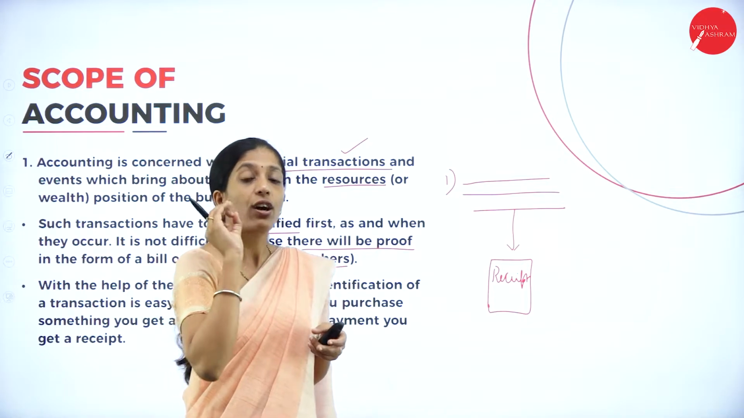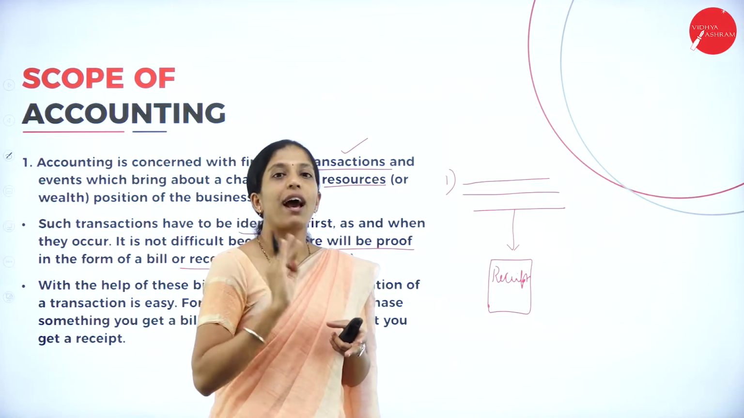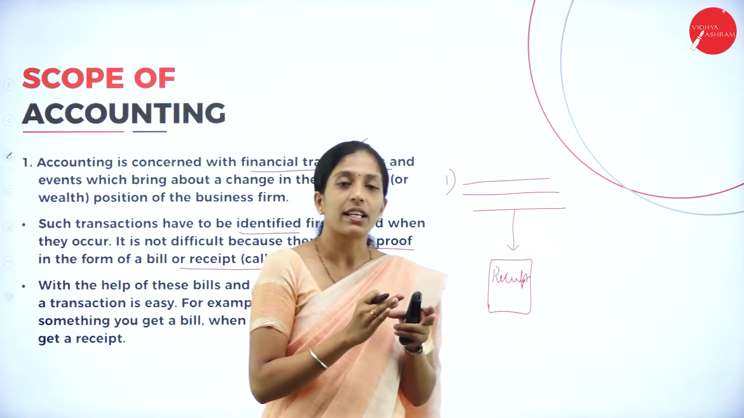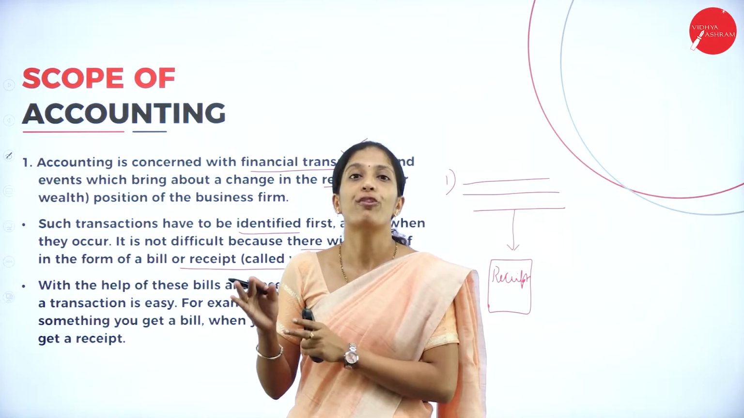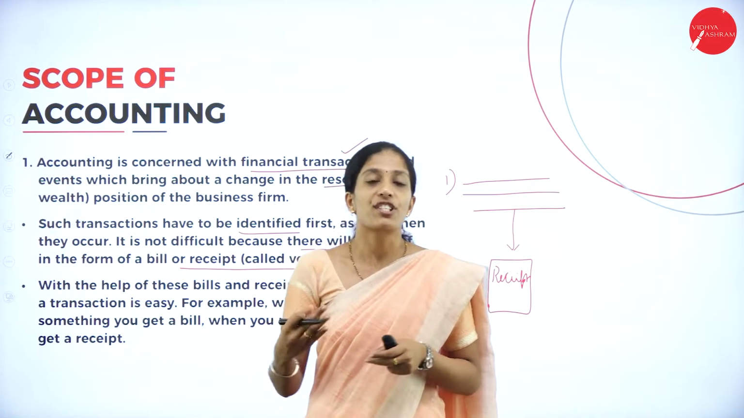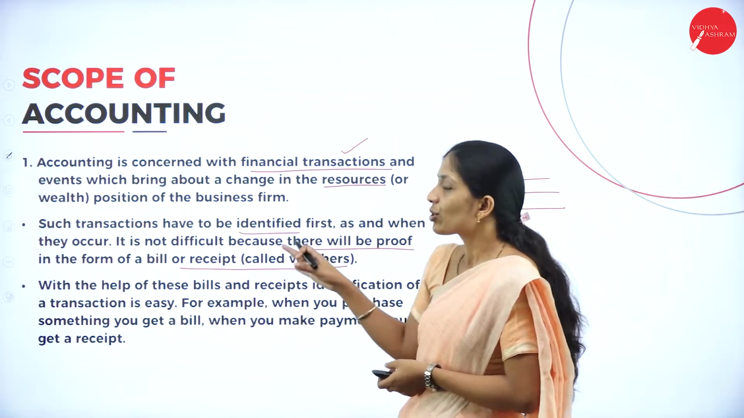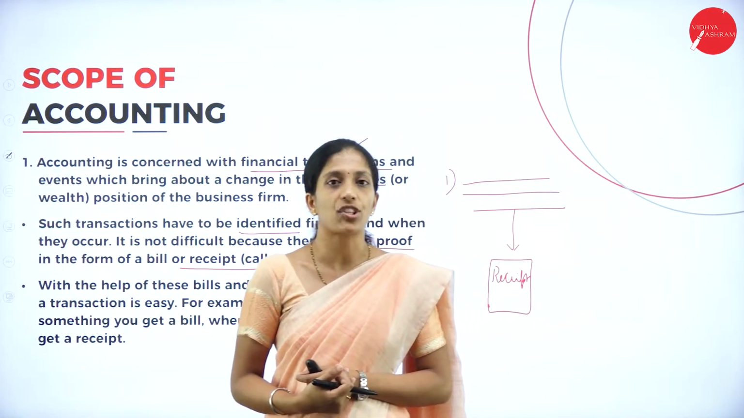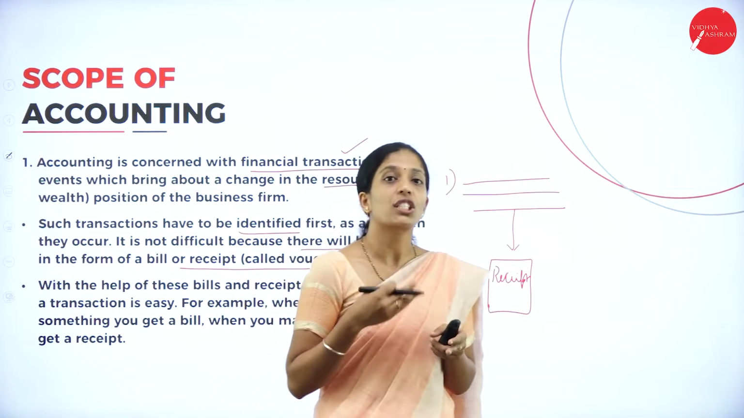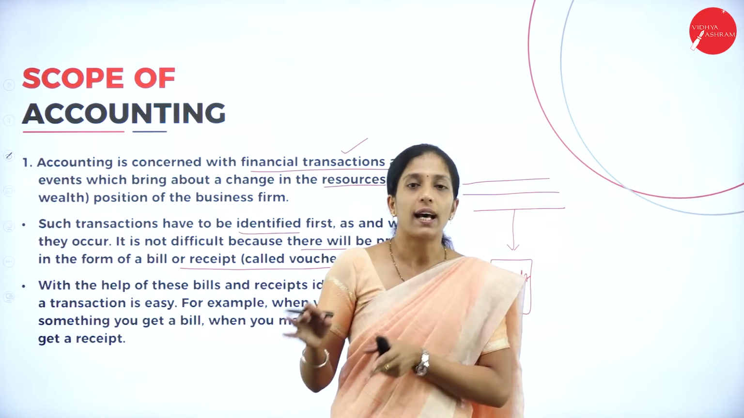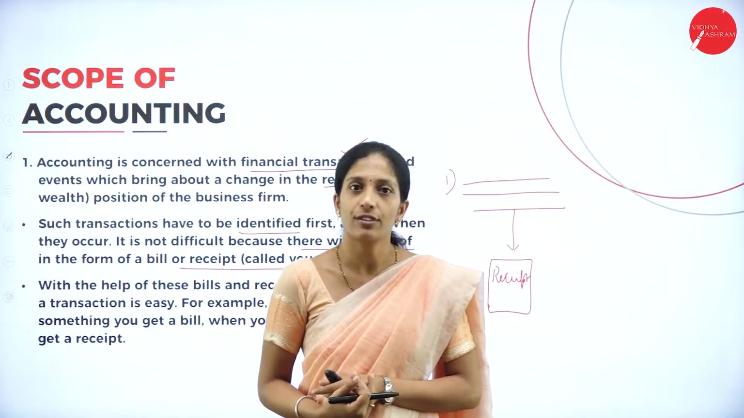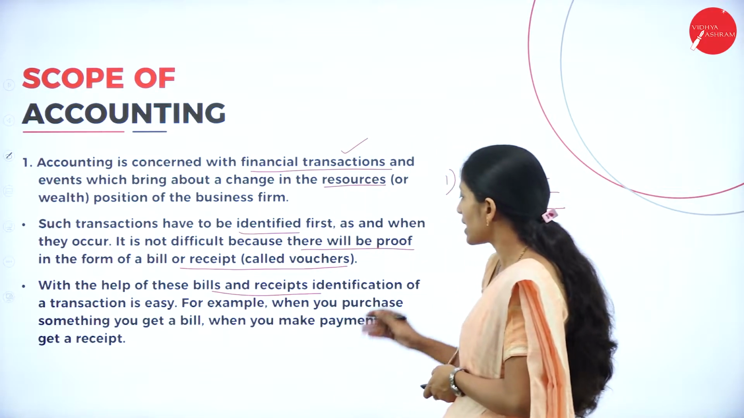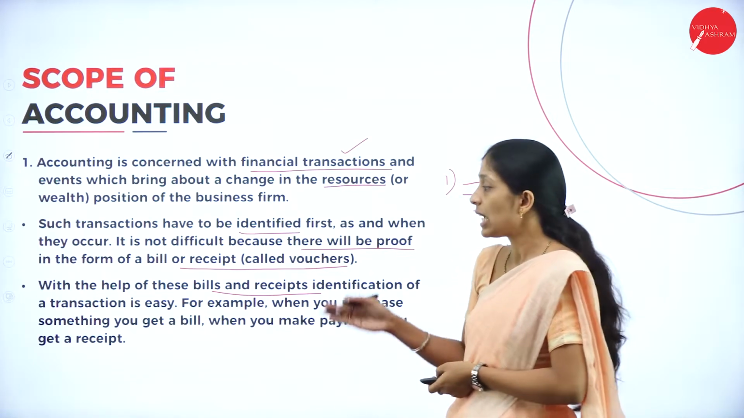So whenever I record each and every transaction, it should have a proper documentary evidence. In the sense, whenever I record a particular transaction, I should have a proof for that recorded transaction, which is called as what? Vouchers. So it's not an easy task where we can record all types of transactions. We will record those transactions which are of monetary terms, and on the other hand, it should have a proper documentary evidence. With the help of these bills and receipts, identification of transaction is easy.